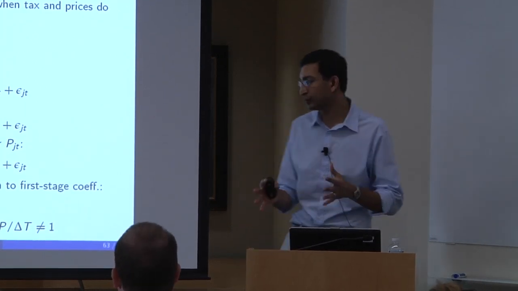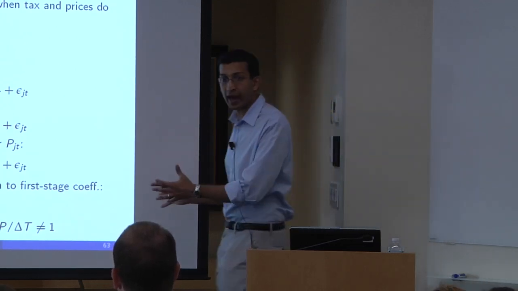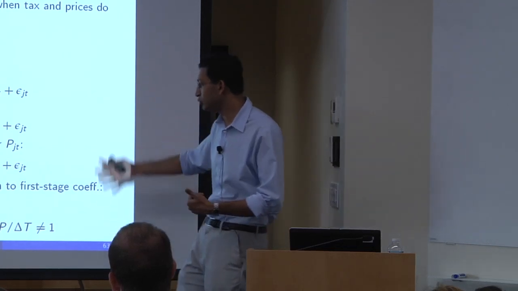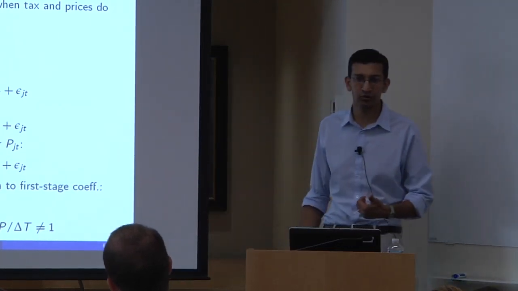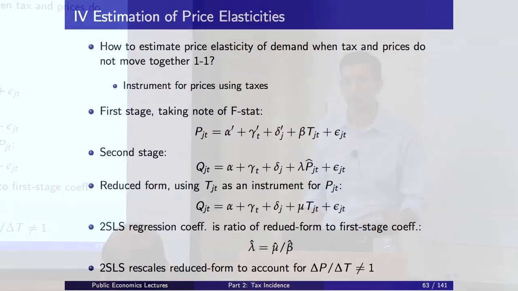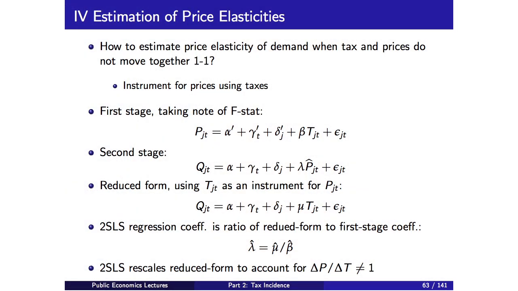So the point here is that what really matters is the reduced form effect. And then you rescale that using a two-stage least squares estimator, which is what they do, to get the elasticity. Okay, so this is the general technique to estimate demand elasticities. Any questions about how this works?